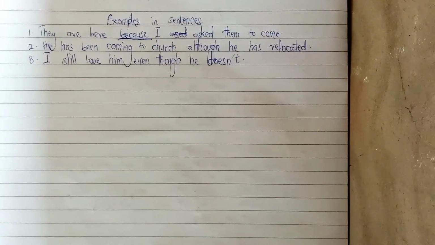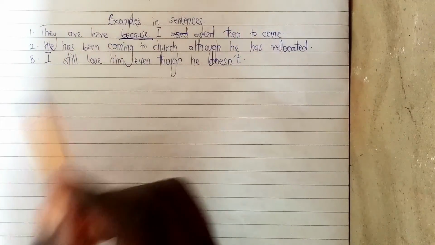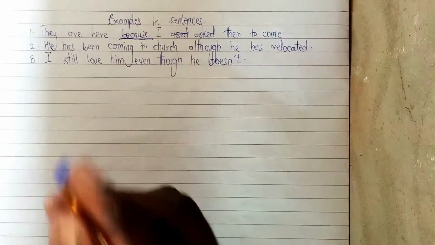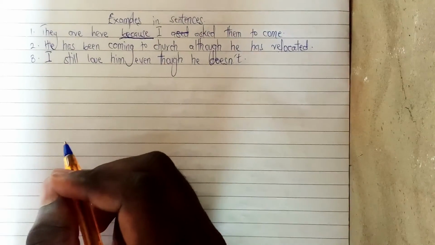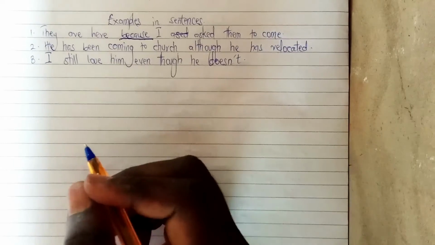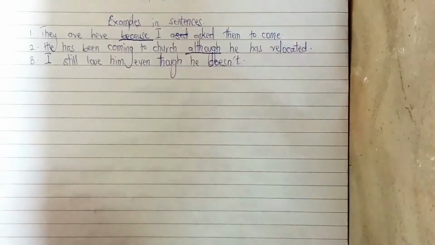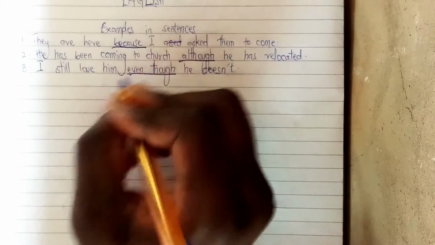It is used to join main clauses. So we see the main clause, they are here and I asked them to come. So I asked them to come is a main clause, and they are here is also a main clause. Example 2. He has been coming to church although he has relocated. So the word used here, although, is an example of a subordinating conjunction. Example 3. I still love him even though he doesn't. Even though.